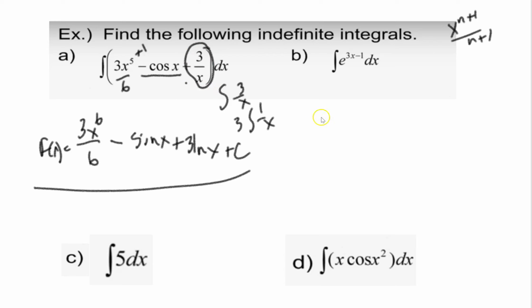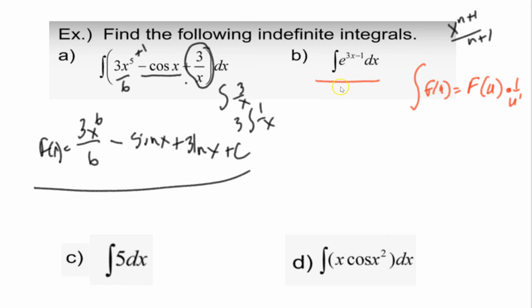Now this next one is the reverse chain rule. So we're integrating. Now the reverse chain rule is you integrate the outside, leave the inside alone. Now remember, chain rule is times by the derivative of the inside. Reverse chain rule is you divide by the derivative of the inside. That's the reverse chain rule.